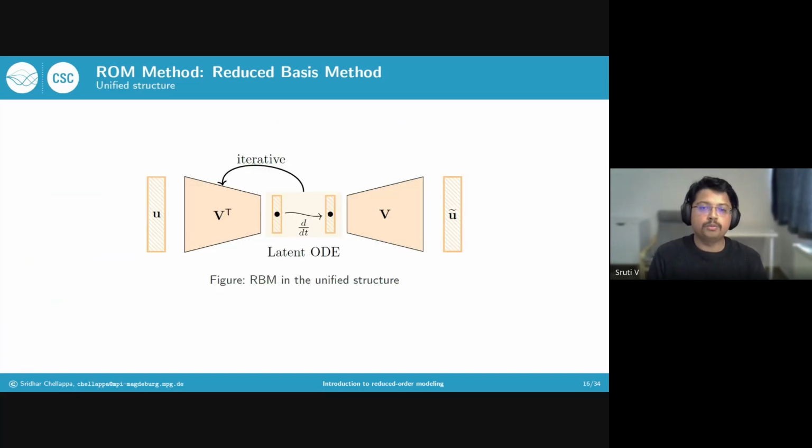Let's look at how you can also put the reduced basis method in this unified structure that I already mentioned. Once again, the setup is the same as the POD. So we have this projection using the POD modes and then the unprojection using the V. And we have the latent space where the ODE is propagated. Now, the key difference in the reduced basis method is, of course, that this part is iterative. So in the latent space, when we solve the reduced order model, we also check the error. And if the error happens to be large, then we go back and we do the updates of the encoder that you have, which is the projection basis V. And in this way, you can ensure that your reconstruction is quite nice.